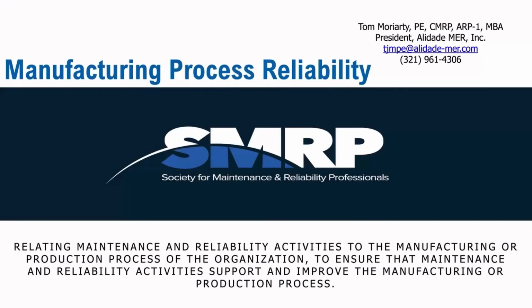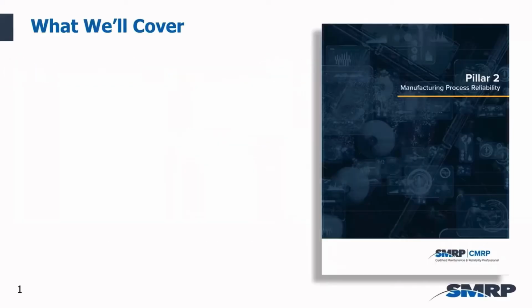This is Pillar 2, Manufacturing Process Reliability. As per the body of knowledge, this relates to maintenance and reliability activities, to the manufacturing or production process of the organization, to ensure that the maintenance and reliability activities support and improve the manufacturing or production process. So what are we going to cover today?